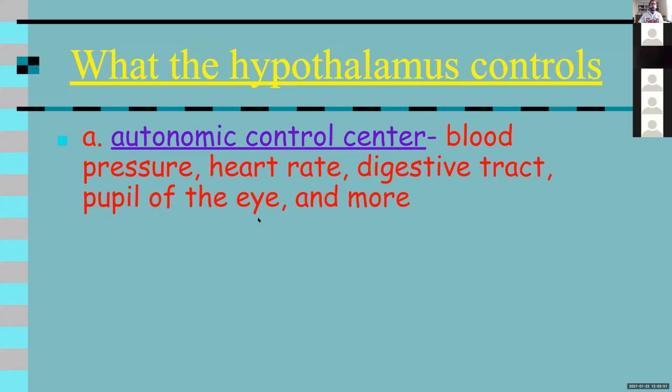It also controls the pupil of our eye. So if we have lots of light in front of us, our pupils get smaller to block that light from coming in so it doesn't hurt our eyes. We can see clearer. If there's not a lot of light, if it's very dark, our pupils open up so that we allow more light in so that we can see better in darker conditions. This is all part of what we call the autonomic control center.